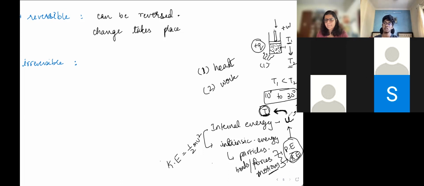What did you do in the pistol then? Coming to that, like clear about what is internal energy? Yeah. Okay, उसका direct relation है temperature के साथ.